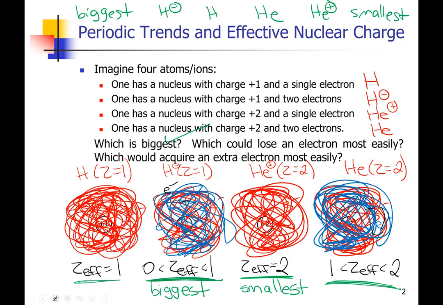Next question. Which one is easiest to grab an electron off of? Well, that's going to be the one in which the outermost electrons are held least tightly, in which we have the lowest effective nuclear charge. I will erase these to minimize confusion. And so the one that is easiest to remove electrons from is again going to be the one with the lowest effective nuclear charge, the hydride anion. So that's going to be the one that is easiest to remove electrons from.